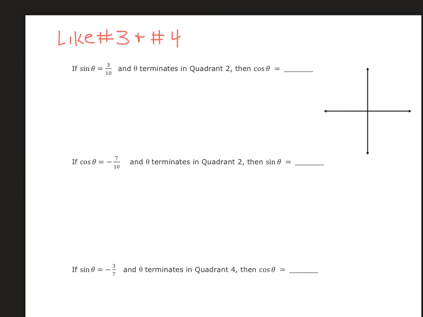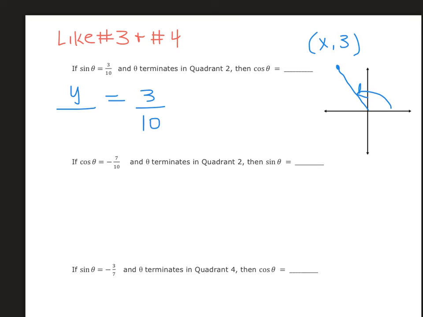These problems are like number 3 and 4. We're given that sine theta is 3/10 and that theta terminates in quadrant 2. And we want to figure out cosine theta. So first let's draw this angle theta. It terminates in quadrant 2, right? We know that it has this point here corresponding to it. The sine theta is given to us as y over 10, or 3/10. So that means we know that y is equal to 3. What we don't know is x.